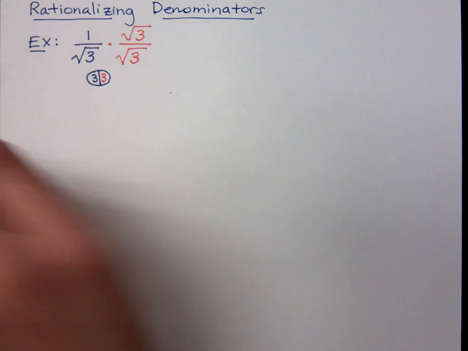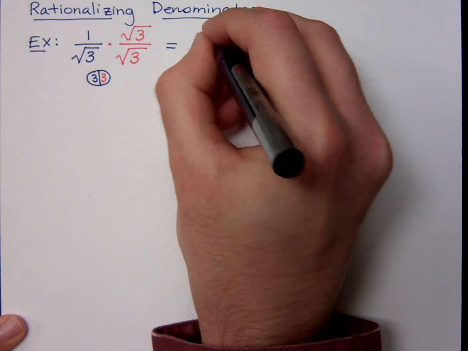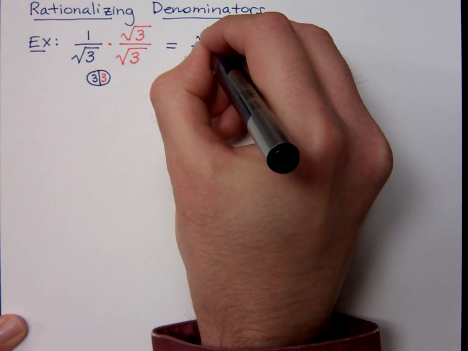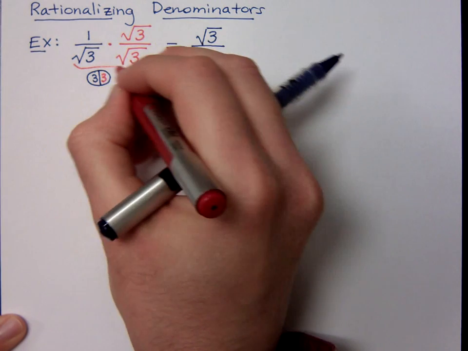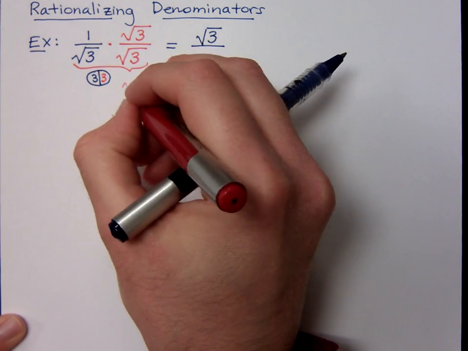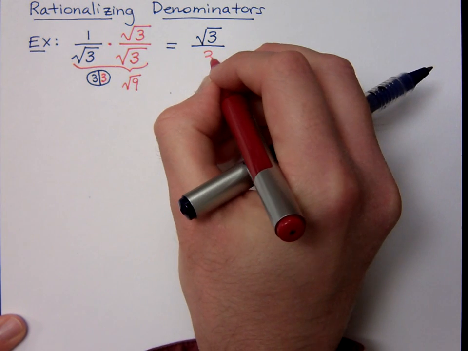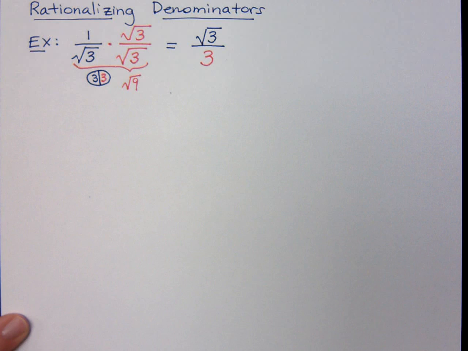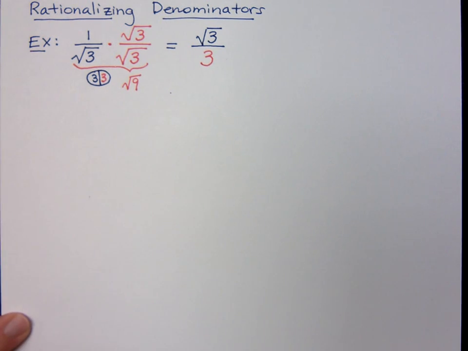Now watch what happens. In the numerator, I get 1 times the square root of 3, which is just the square root of 3. But look what happens in your denominator. What does that give me, really? It gives me the square root of 9, which is just what? It's just 3. So I was able to rewrite my expression without a radical in the denominator. Do you all agree?